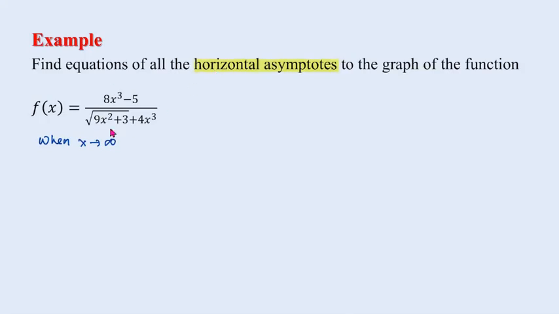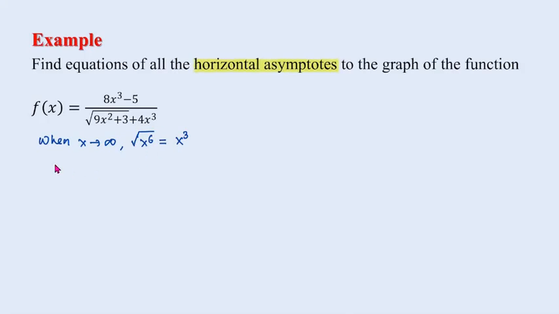This is also a rational function. There is an x cubed here, and we can think of that x cubed as the square root of x to the 6. The square root of x to the 6, when x approaches infinity, is x cubed. That means to find the limit here, we divide each of these by x cubed. And whatever is inside the square root, we divide by x to the 6, because when it is x cubed outside, inside the square root it is x to the 6.